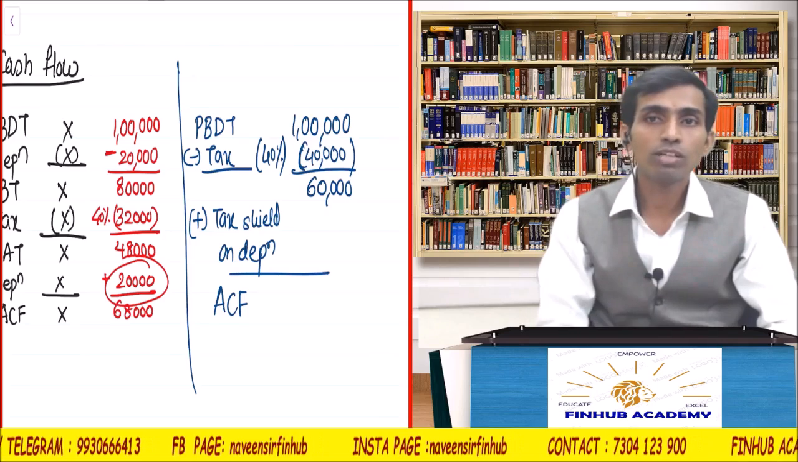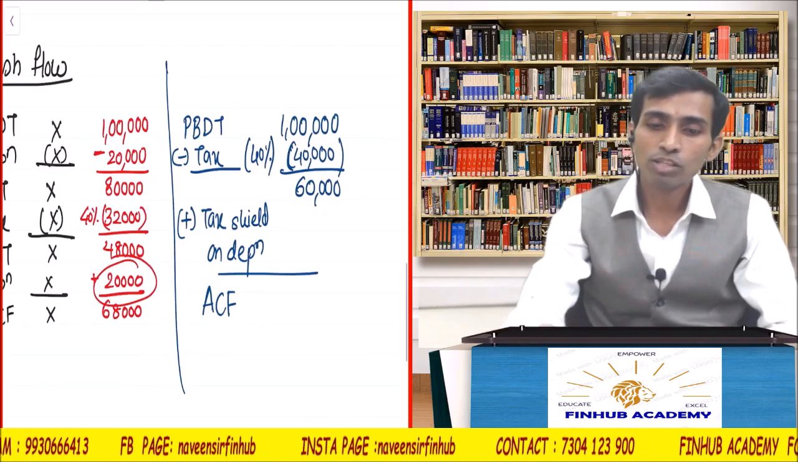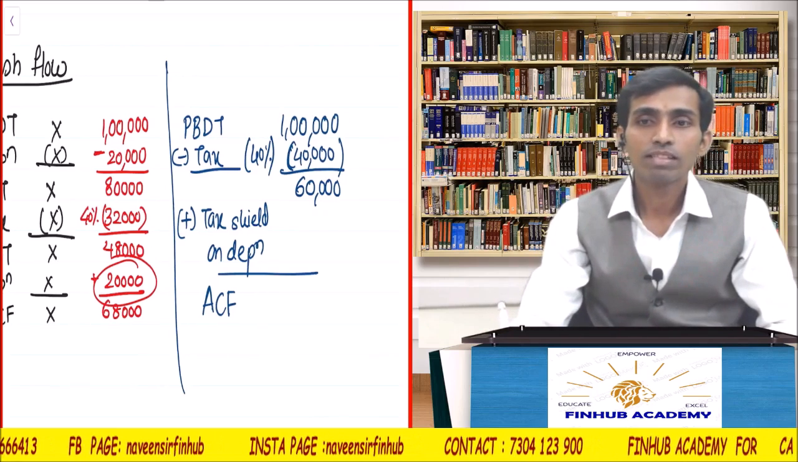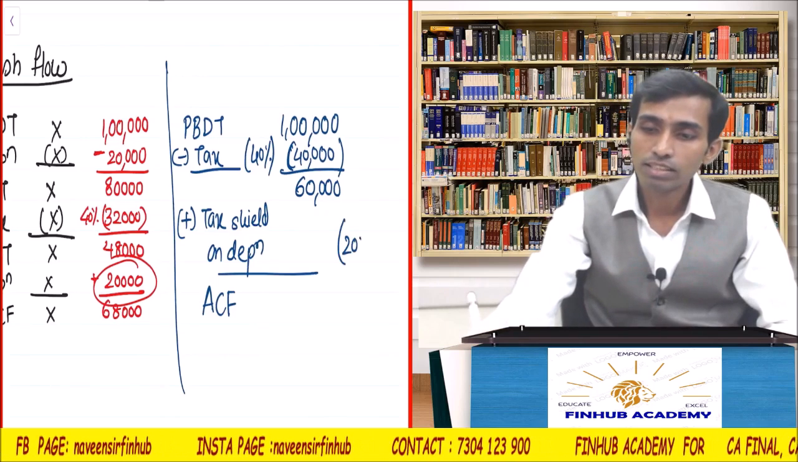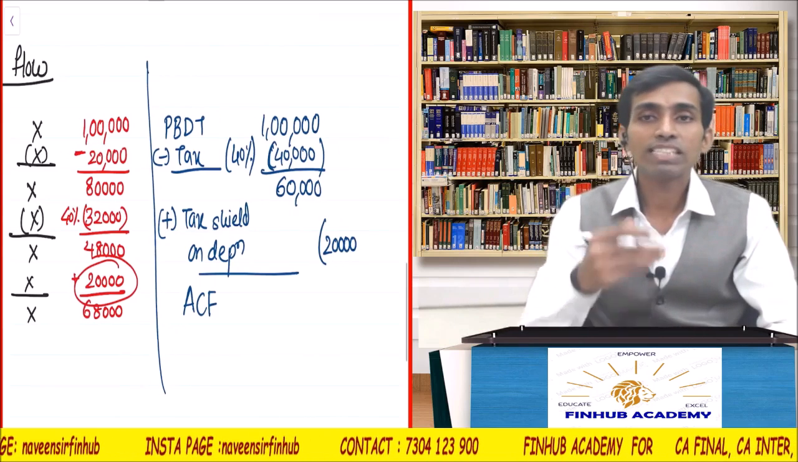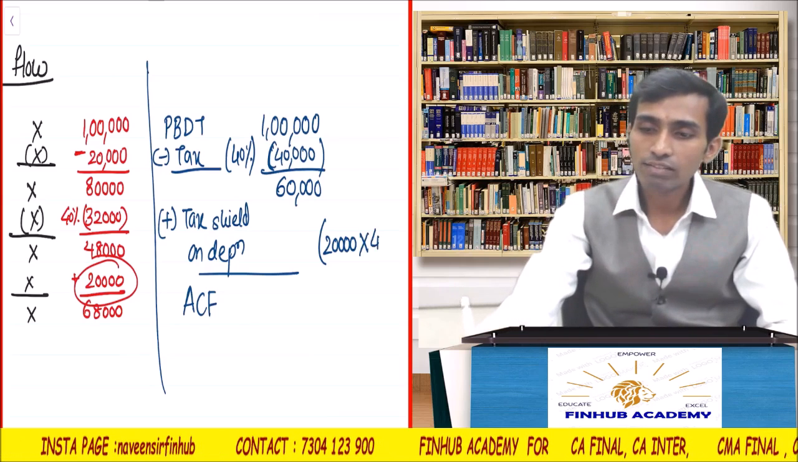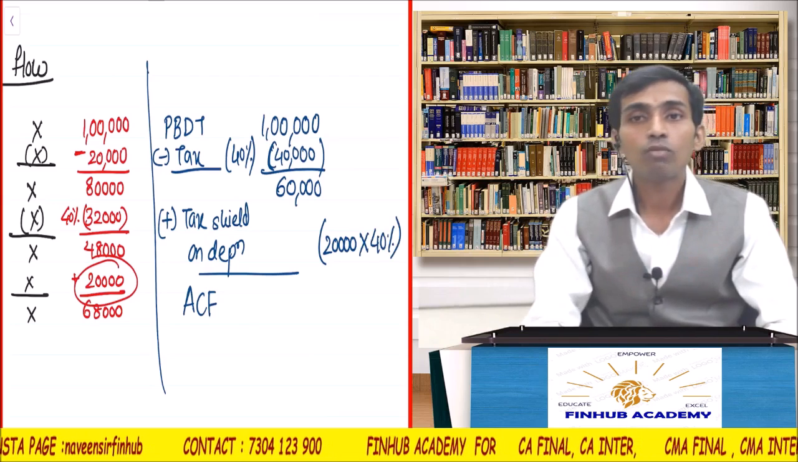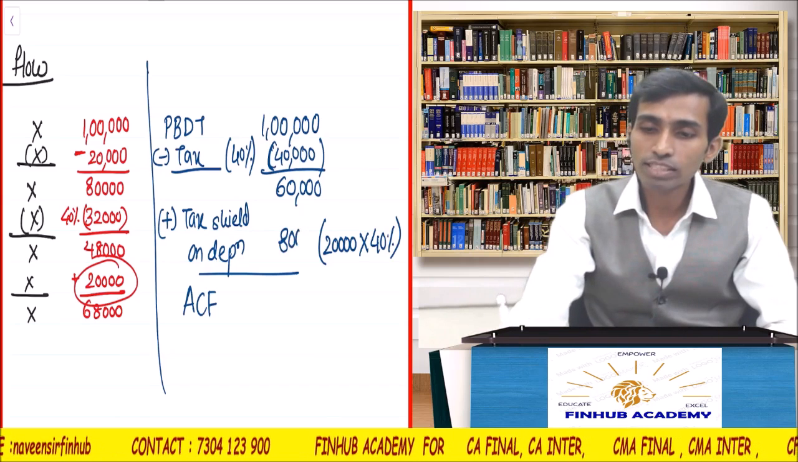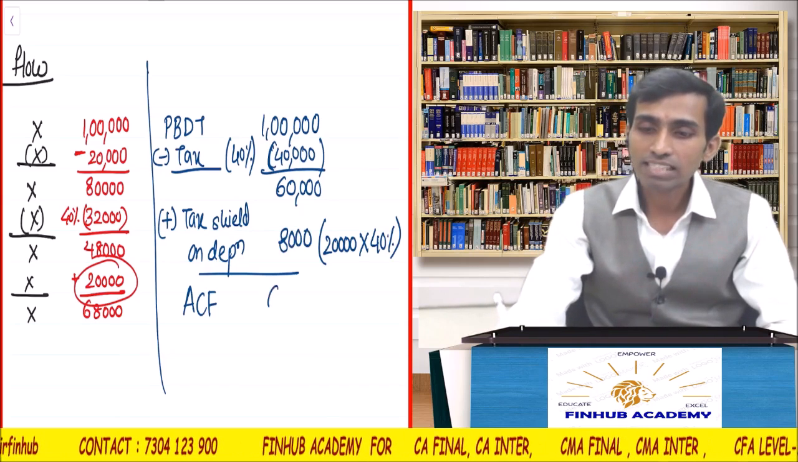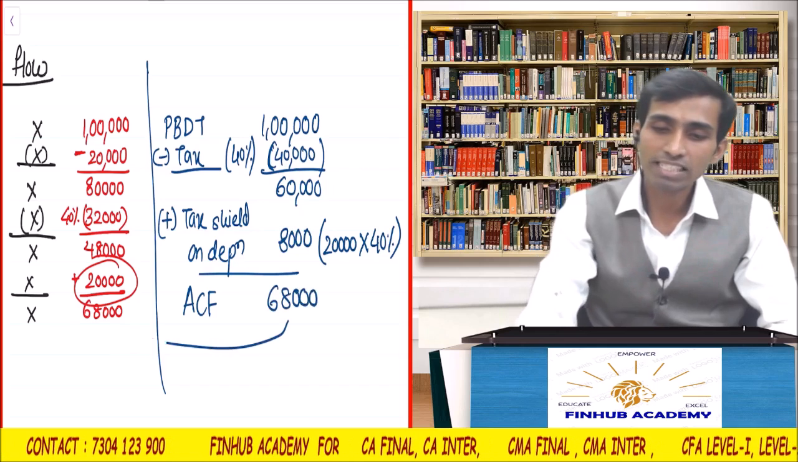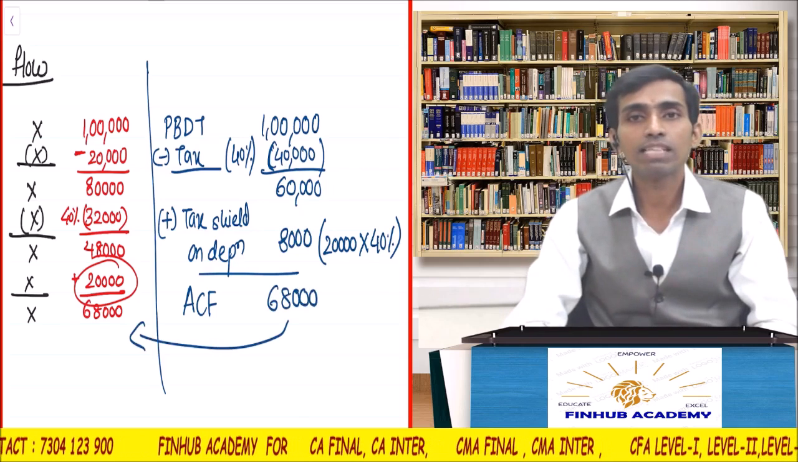Tax shield means what? Whenever you calculate tax shield, how much was the depreciation? The depreciation amount was 20,000. Tax shield means tax savings. On that 20,000, I saved 40%. That comes to 8,000. So 60,000 plus 8,000, my annual cash flow should be 68,000. That is the same. This is another method.